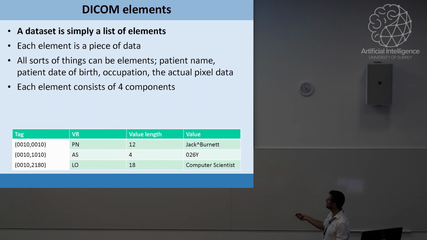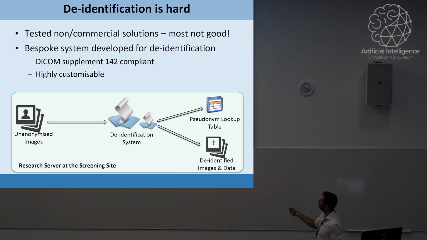So de-identification is the process of choosing which of these things have patient identifiable information and then removing it, which does sound relatively simple. So there's a supplement to the DICOM standard called 142, which tells you how to do that. It actually lists all of the tags and how they should be dealt with. So again, that's relatively simple.